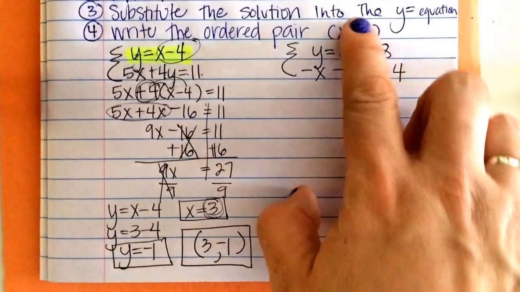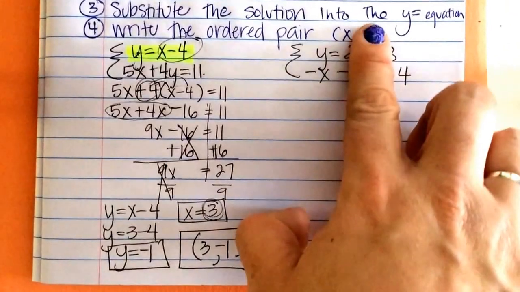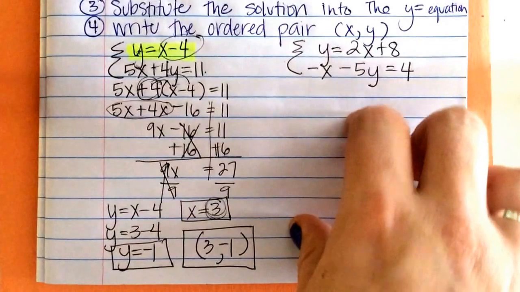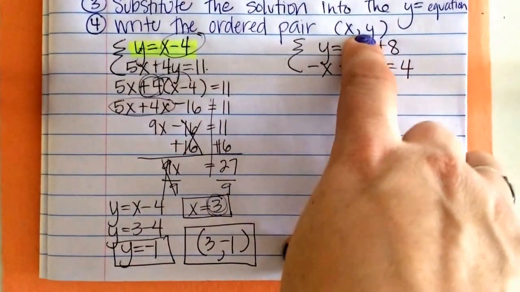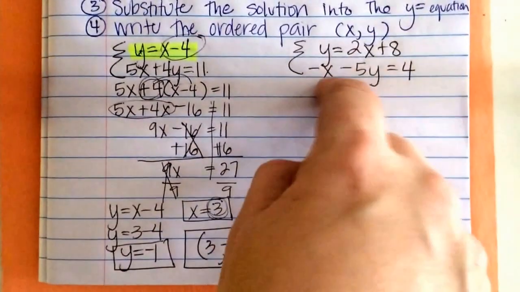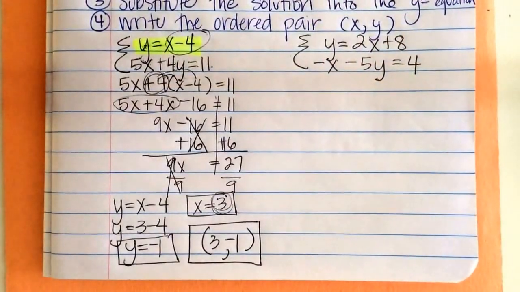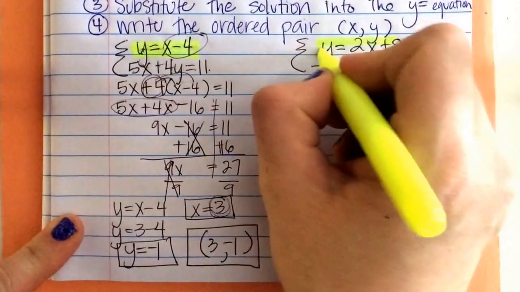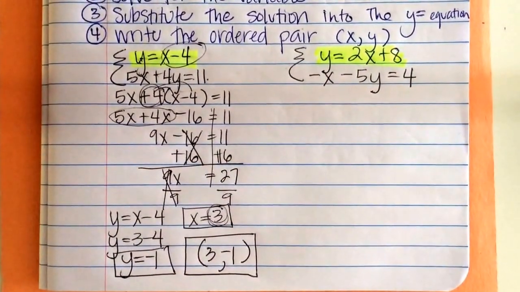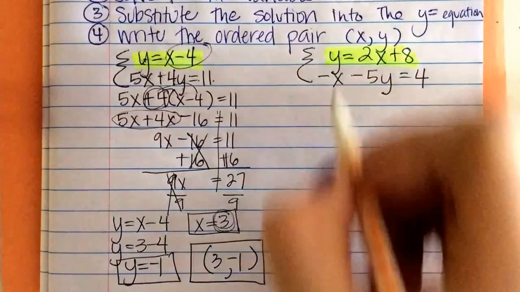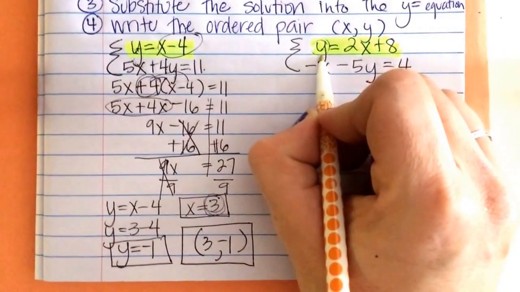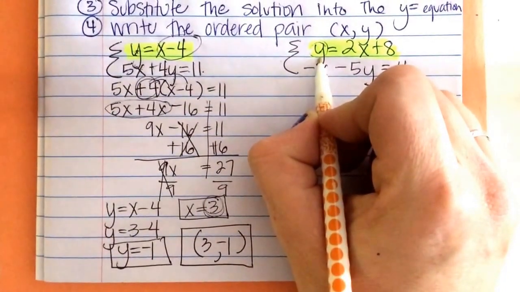Which one am I substituting? Top or bottom? Which one gets put in where? Top goes into the bottom equation. Sometimes the one is on the bottom and it goes into the top. You just have to find the one where y is alone. So let's substitute. Instead of y, what gets put into the problem?